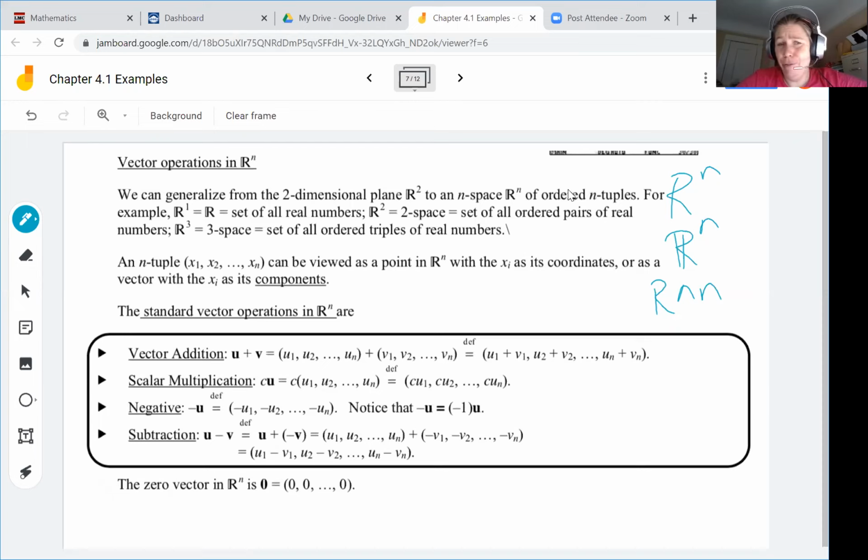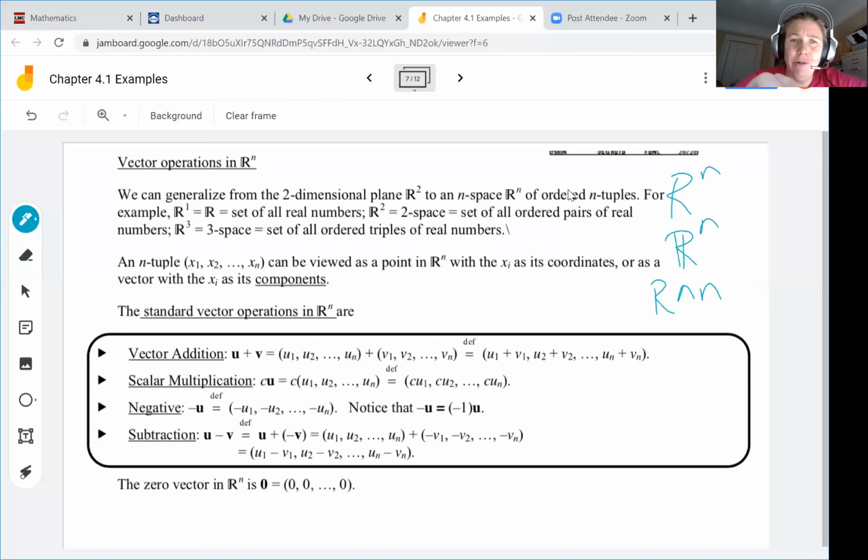We can generalize from the two-dimensional plane R2 to an n space Rn of ordered n tuples. So an n tuple has n as the length. So for example, R1 equals just old R, the set of all real numbers. R2 equals what we can call the plane or two space, and that's the set of all ordered pairs of real numbers. R3 is 3 space, what we think of as 3 dimensions, and that's the set of all ordered triples of real numbers. So an n tuple has components x1, x2 through xn, and that can be viewed as a point in Rn with each xi as the coordinates.